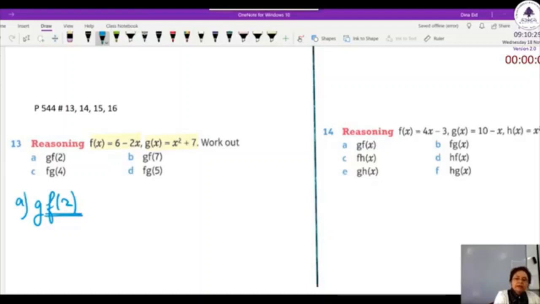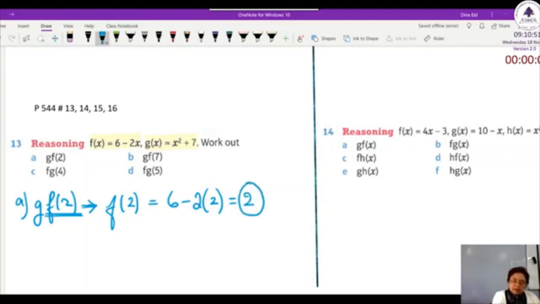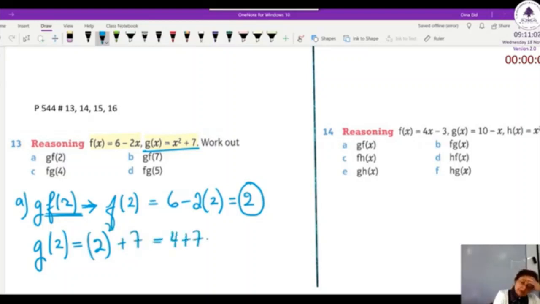So once they give you gf of 2, it means you start with the function f of 2, then you replace the answer of this in g of x. So please be careful and stay with me. Okay? We have f of 2 is equal to 6 minus 2 into 2. So f of 2 is equal to 6 minus 4, which is 2. Now I take this 2 and replace it in g of x. So g of 2 is equal to 2 squared plus 7. This is equal to 4 plus 7, which is equal to 11.